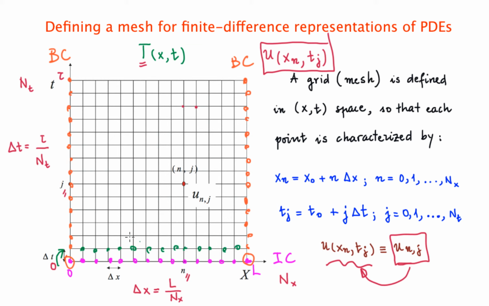Then the second step will be the following: once we know the u value at all these points here, using the finite difference representations, we'll be able to get the value of the u function at the next time step, and so on and so forth, so that we'll be able to fill the information of the u value on the whole mesh we have defined here.